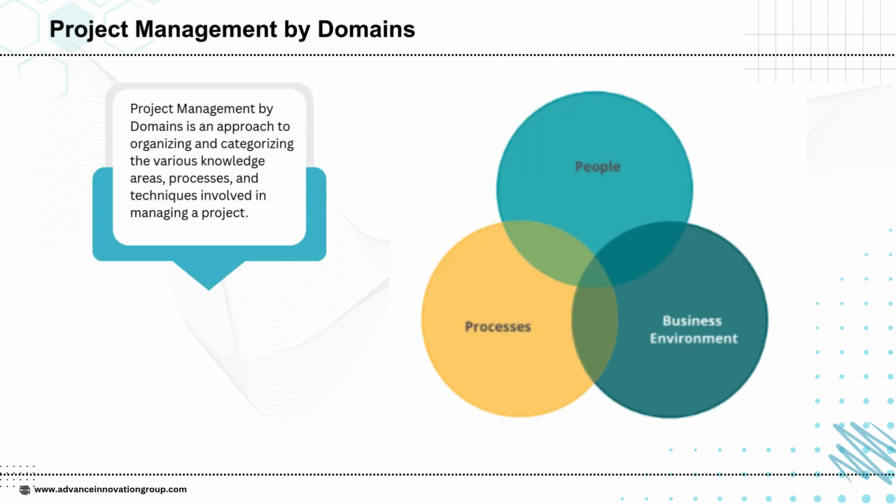Project management by domains is an approach that organizes the different aspects of project work into structured categories. Instead of only looking at processes, this method focuses on knowledge areas, techniques, and responsibilities grouped into domains. Each domain addresses a critical aspect of project success, such as people, processes, or the business environment. This structure makes it easier to manage complex projects by ensuring that nothing is overlooked and that every important area receives the right level of attention.